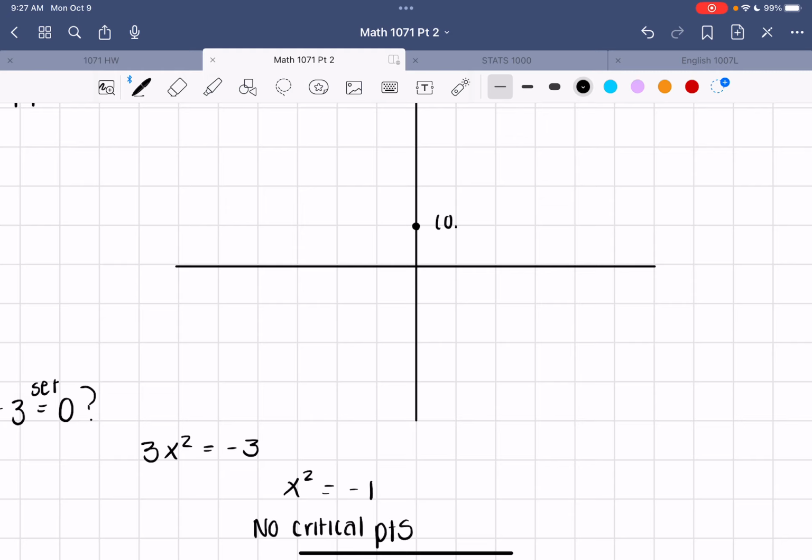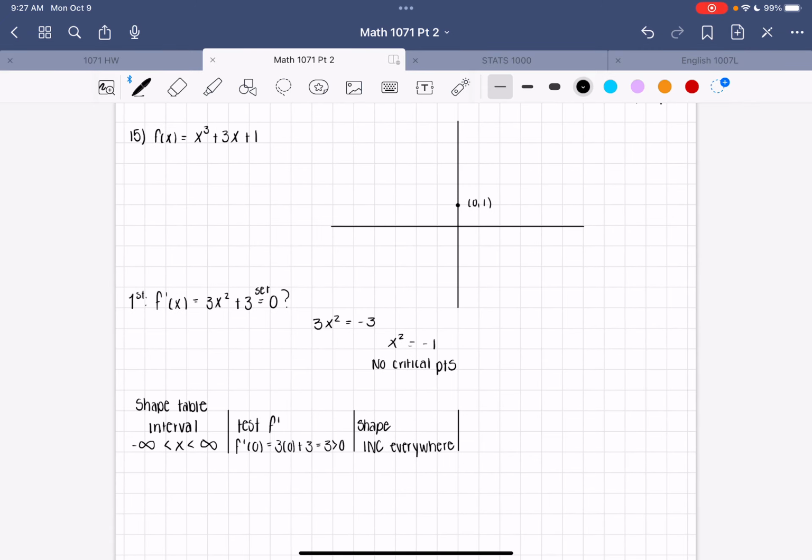Wait, where do you get the 0.01 from? Oh, you're right, I had no critical points, right? So I need 1 point to hang my hat. So I picked a point because I need to put it somewhere, because I didn't have any critical points. Normally I'd plot the critical points, but I didn't have any. And so this thing is increasing everywhere. And this is a good example to go on now.